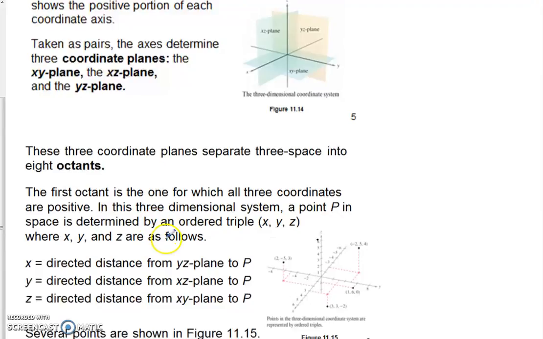We also order things with an ordered triple instead of an ordered pair: x, y, z. And x is the directed distance from the yz plane to p. In other words, how far did I go in the x-axis?